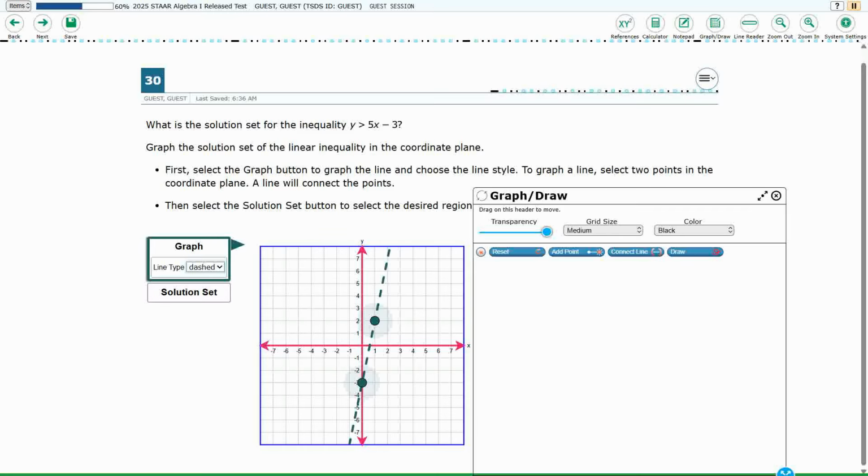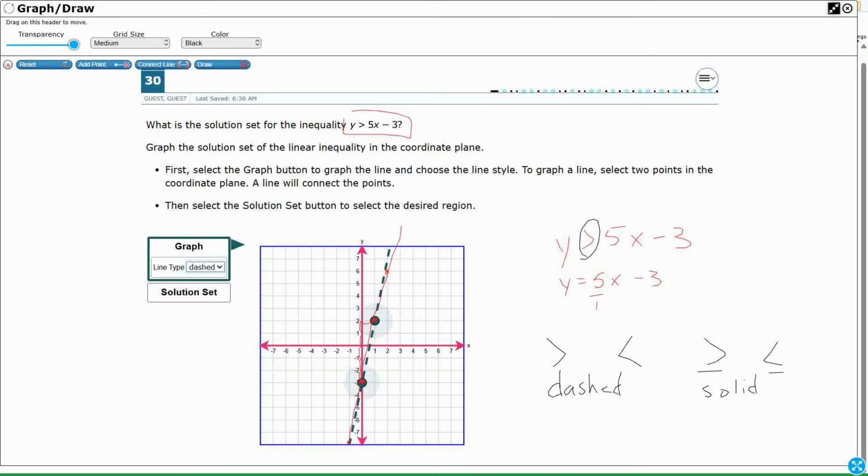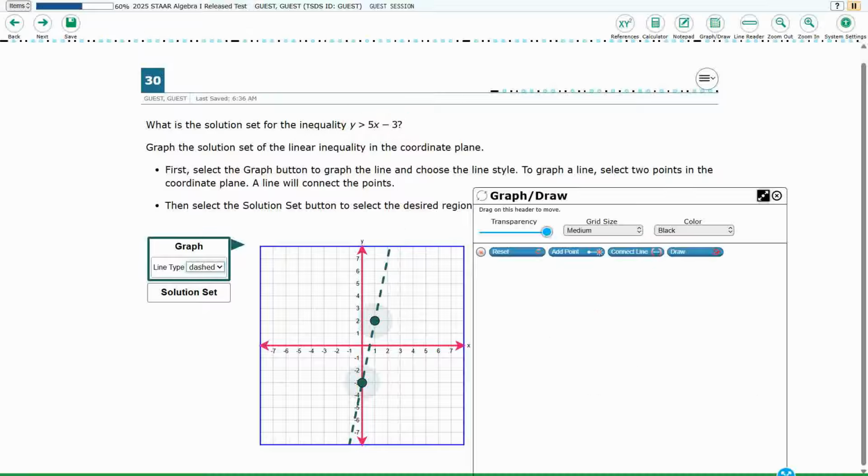We need to find the solution set because this wasn't an equation, this was an inequality, which means we need to shade either the left side or the right side. Okay, above or below the line. Well, if it's greater than, it's going to be above the line. Less than is going to be below the line. Now we can test that.